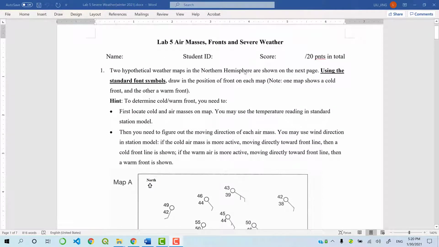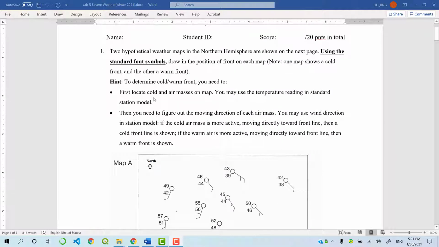In the northern hemisphere, your Coriolis force should be to the right. Using the standard front symbols, which you will learn in our lecture, draw the position of the front on each map. Indicate if it is a cold front or a warm front. To determine that, you first need to locate your air masses, the cold and warm air masses on the map.